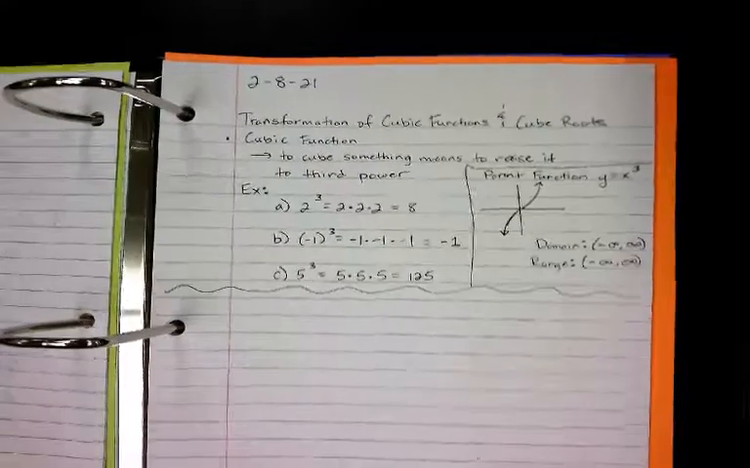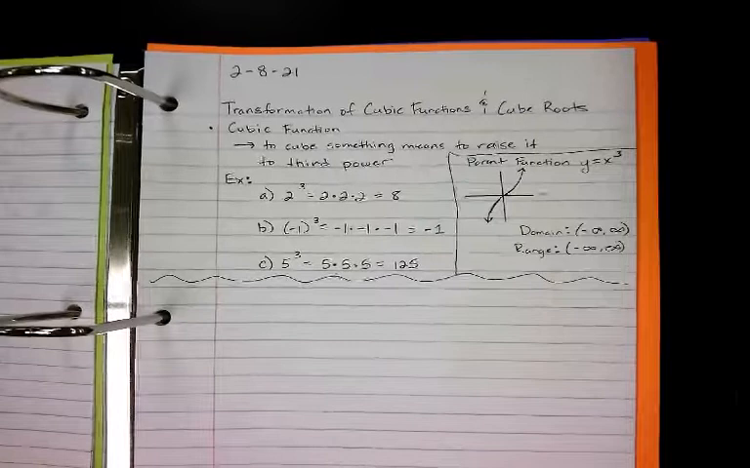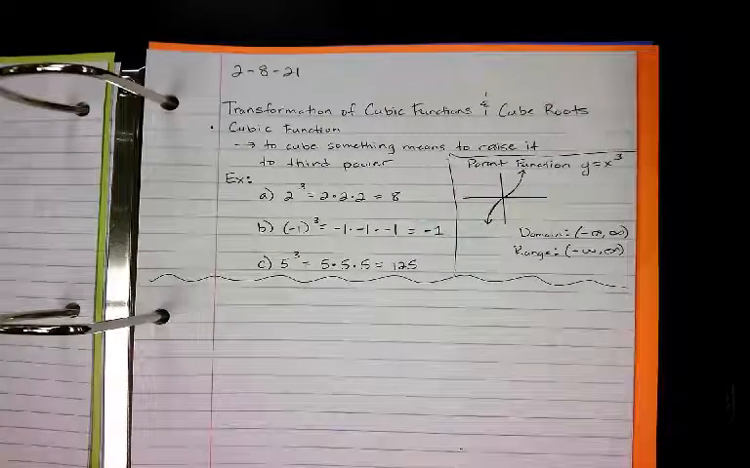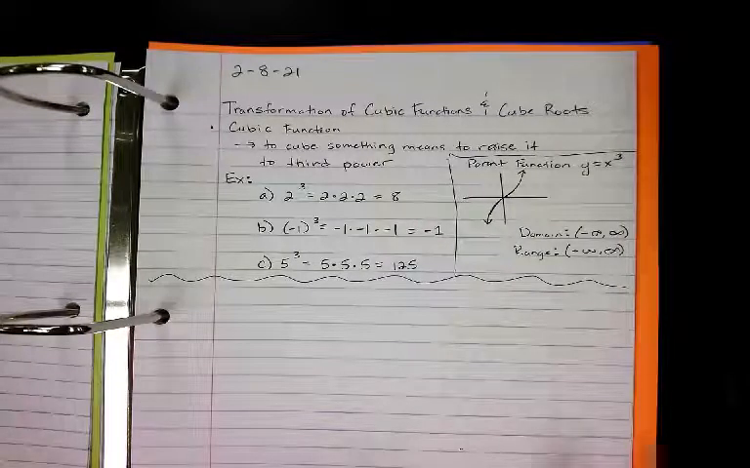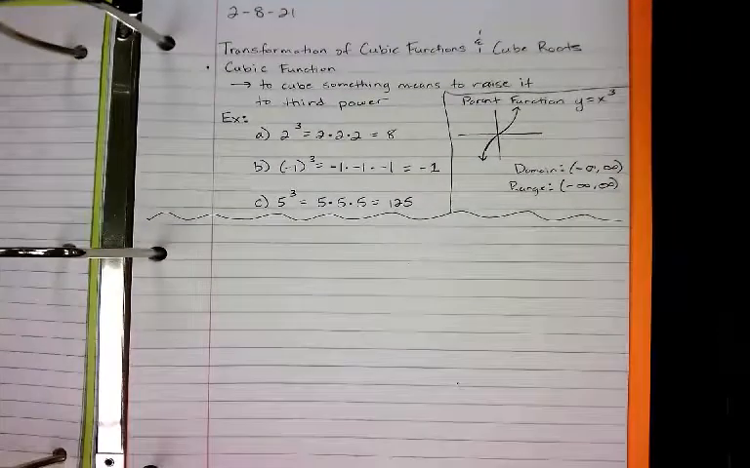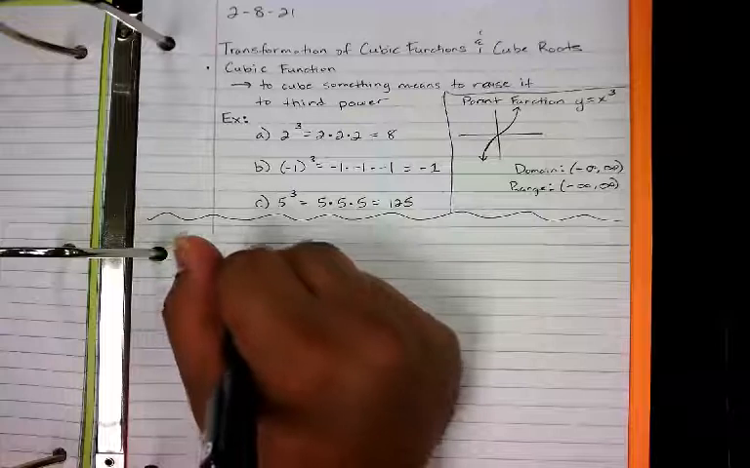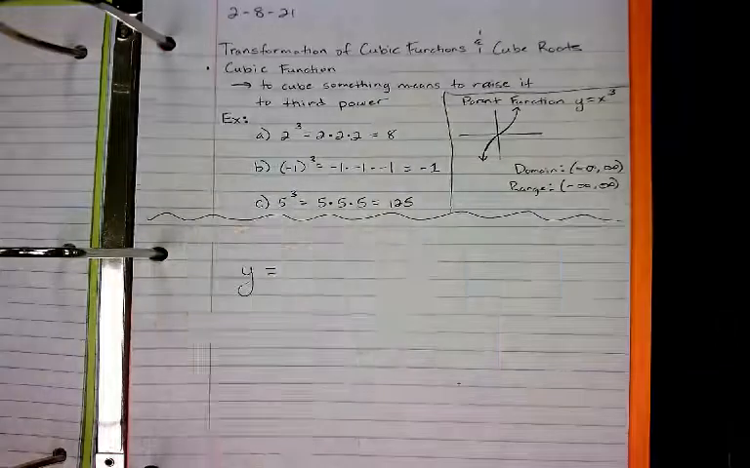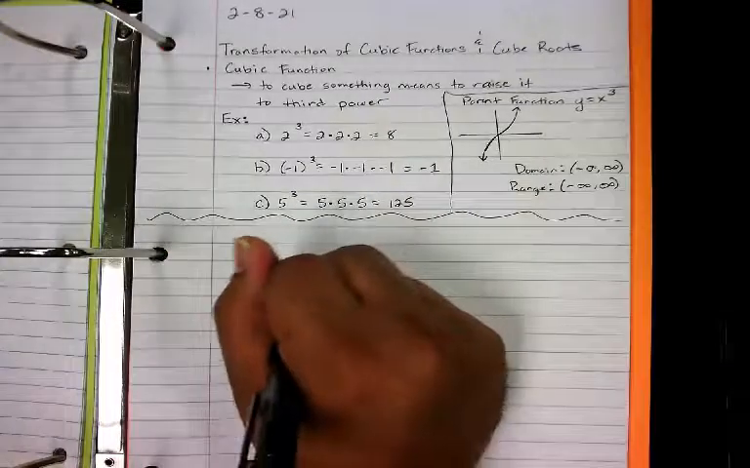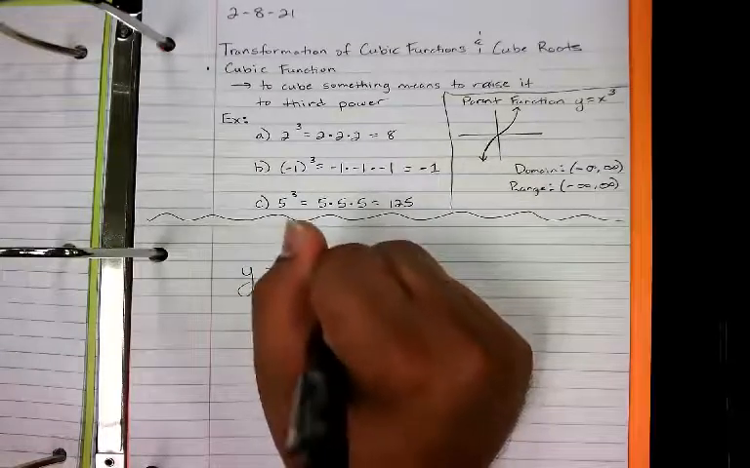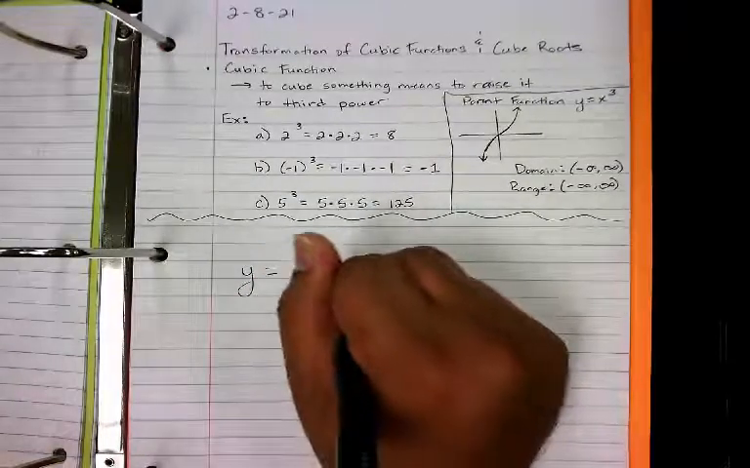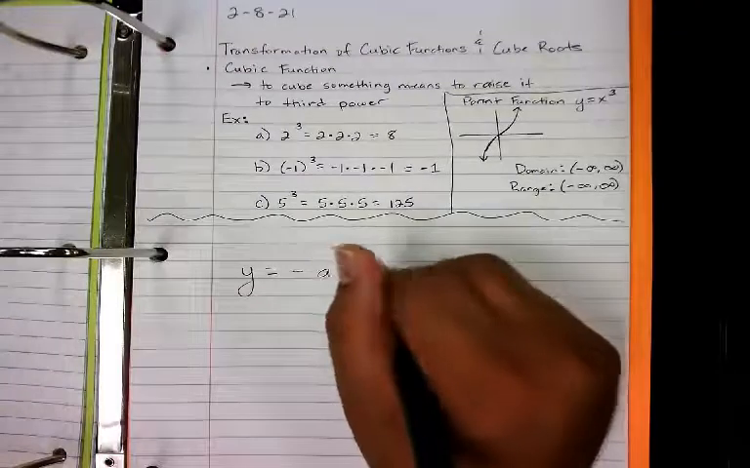Okay, now we're going to talk about the transformations of a cubic function. So again, I'm going to write it big right here. All right, so I'm going to write y equals negative a, just copy it down.